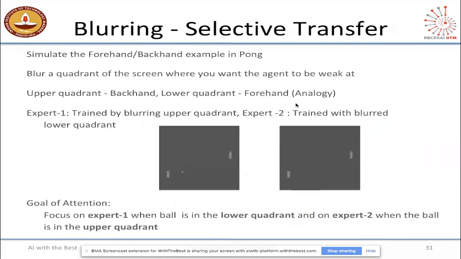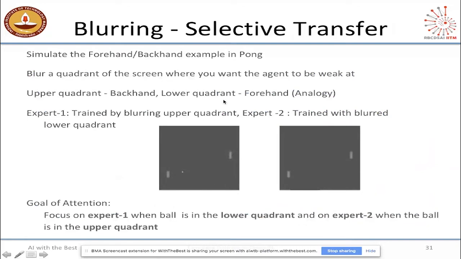Right? So here is the most interesting experiment in my opinion, the selective transfer. We tried to mimic the backhand-forehand example. So what we did was, when the ball is in the bottom half of the screen, one expert learns to play, and when the ball goes to the top half of the screen, the ball vanishes. So the first expert will learn only the upper quadrant, because you're worried only about a quarter of the screen, and the other expert learns to play only in the bottom quadrant.